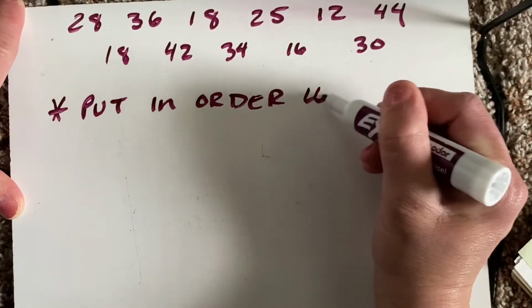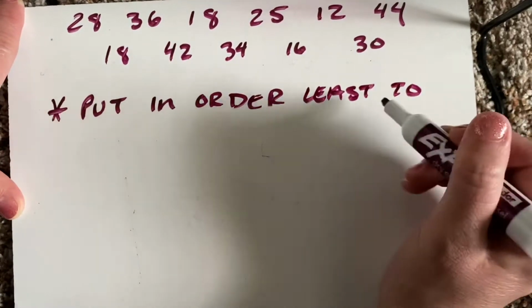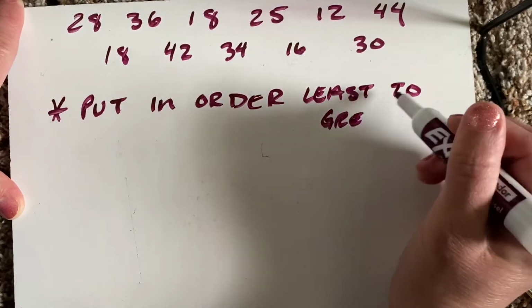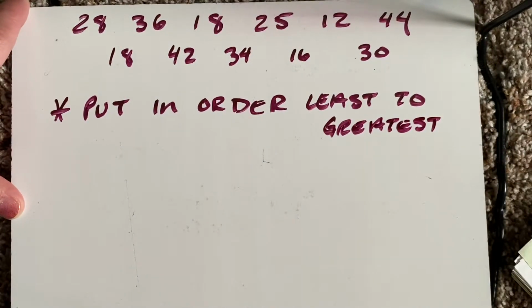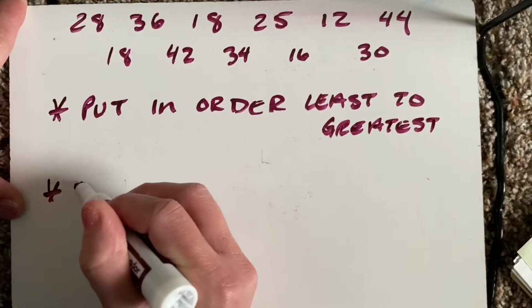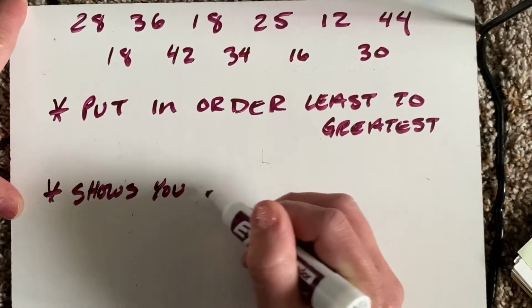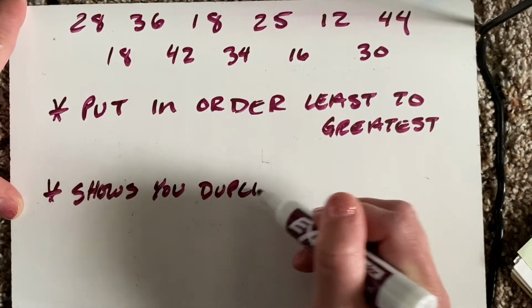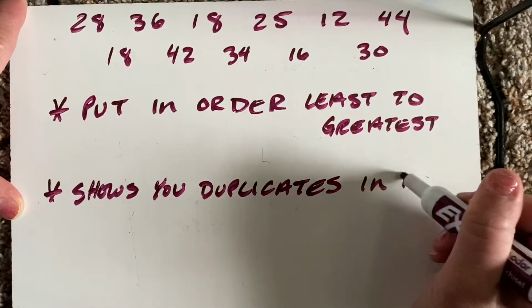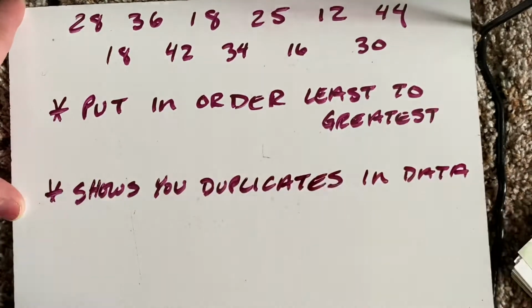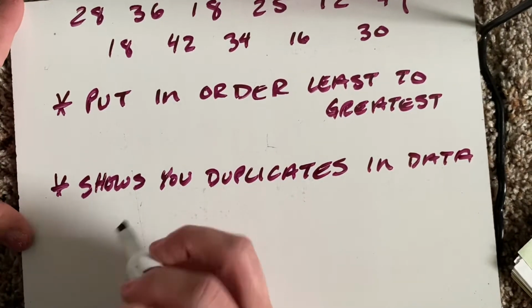The next thing I'm going to do is put all of these numbers in order from least to greatest. That is going to help us find our median, and you're going to notice right away that it's also going to help you find your mode. By definition, the mode is the number that happens the most. So when you put these numbers in order from least to greatest and you see duplicates in your data, or even triplicates or even more, that shows you immediately the mode.